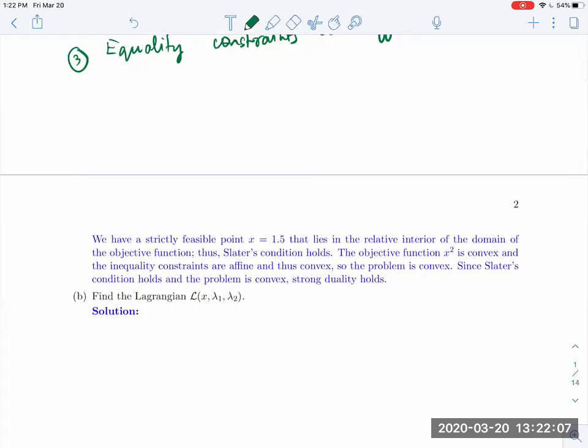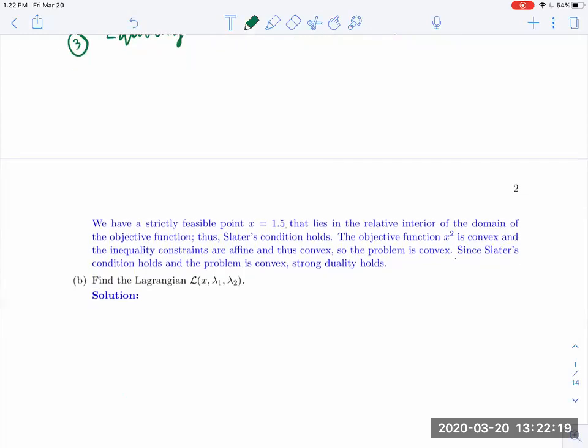So we have a strictly feasible point, x is 1.5, that lies in the relative interior. The objective function x squared is convex, and the inequality constraints are affine and thus convex. The problem is convex. That's again what we saw. Since Slater's condition holds and the problem is convex, strong duality holds.